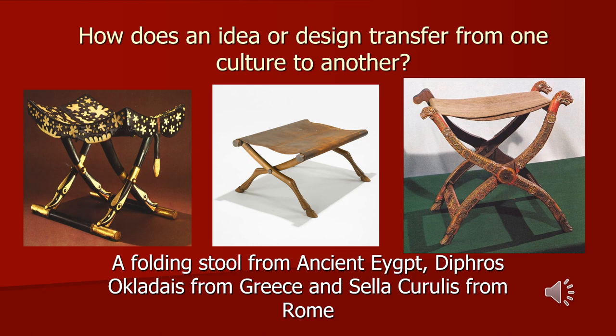And we still use this form today. So if you've ever used a luggage rack at a hotel, it's basically the same idea where it folds in half to be easily transportable and unfolds. This was also a battle stool. So these would often be used in what they call campaigns where the generals were able to sit, or the king or the leader would sit at a higher level than the troops by being on this stool.